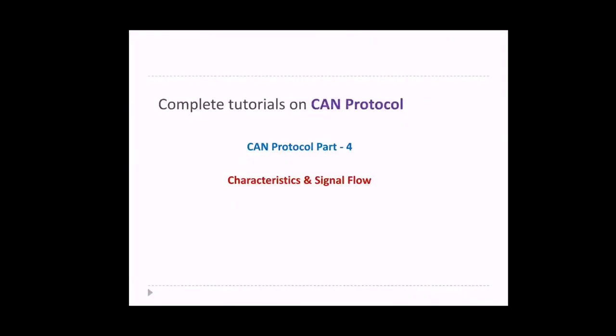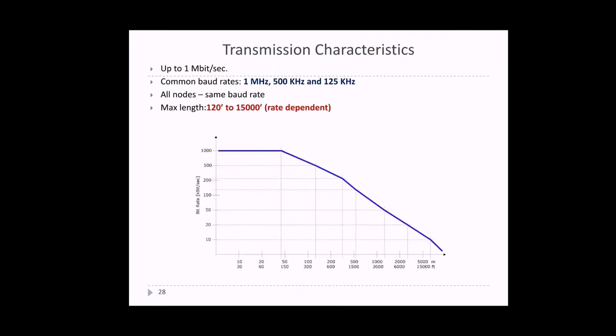CAN protocol part 4. In this tutorial we are going to see about the characteristics and signal flow of CAN bus. Here we'll start with the transmission characteristics. The transmission of the CAN bus is up to 1 Mbps. The common baud rates are 1 MHz, 500 kHz and 125 kHz. All nodes have the same baud rate. That's what it is called.